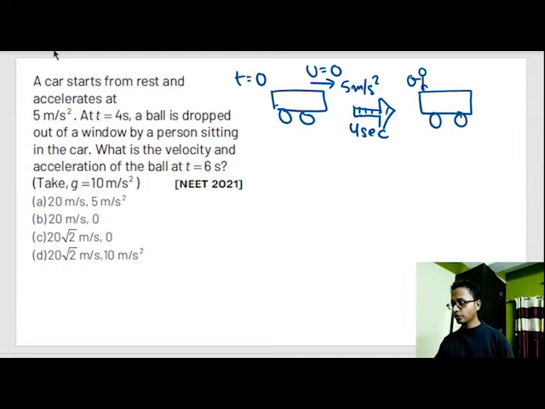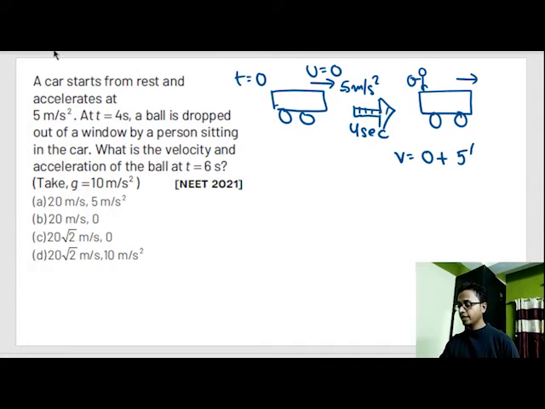Okay, so after 4 seconds, as he was traveling with the acceleration of 5 meters per second square, what is the new velocity after 4 seconds? We can apply v is equals to u plus at. u out here is 0 because it started from rest, plus acceleration out here is 5, and t time is 4 seconds. So velocity out here is 20 meters per second.